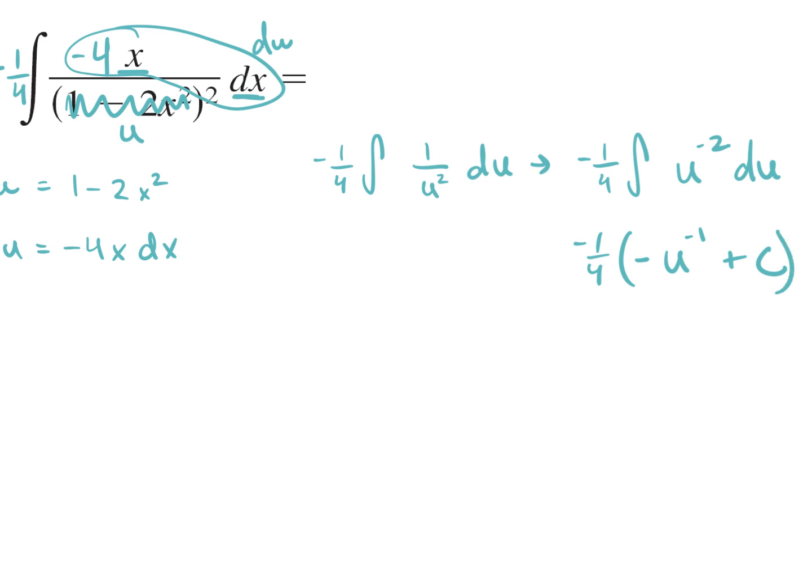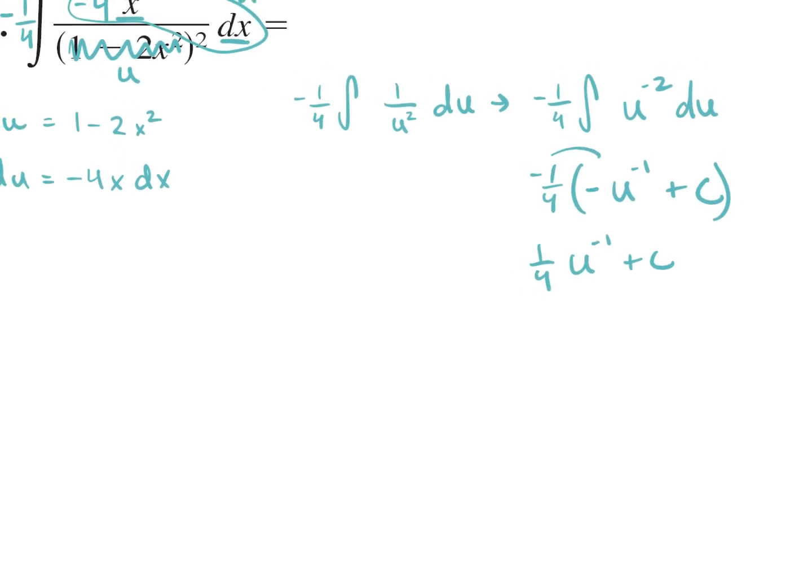What do we do next? Distribute. So negative 1/4 times negative 1 would be just positive 1/4 u to the power of negative 1 plus c. What would we do next? We can plug in 1 minus 2x squared. So we have 1/4 times 1 minus 2x squared to the power of -1 plus c.